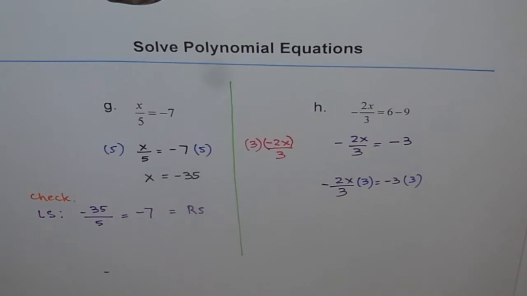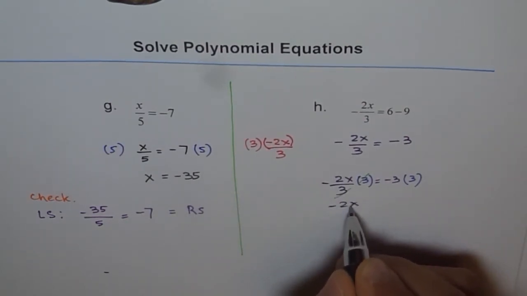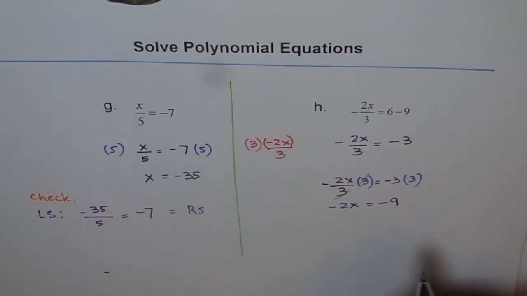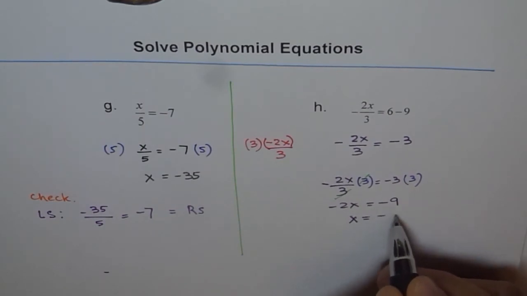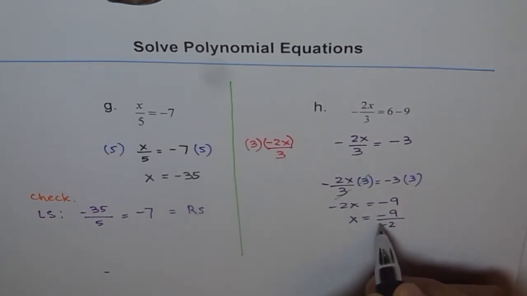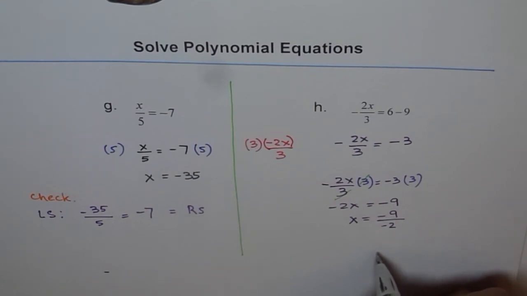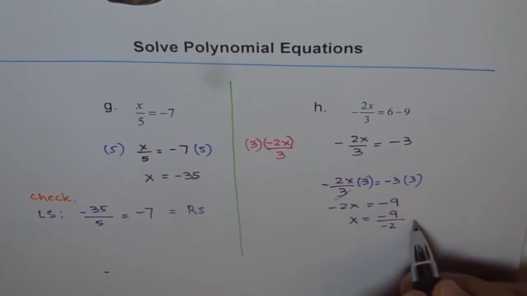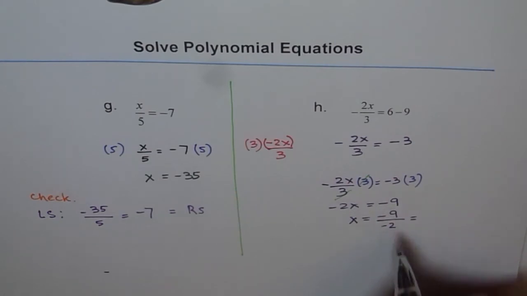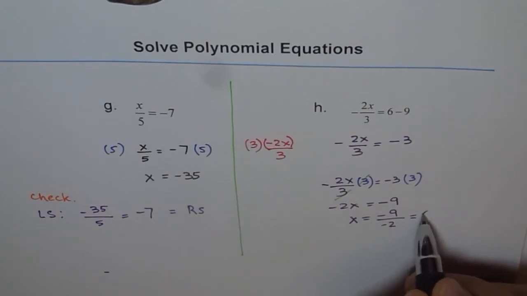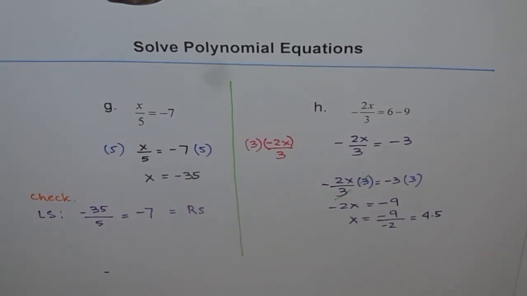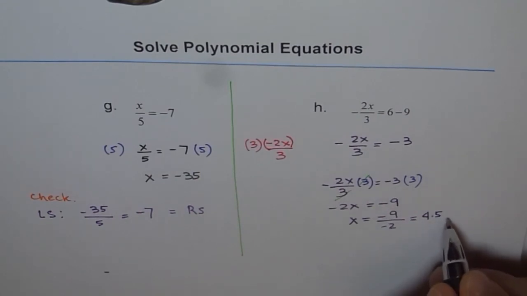Now 3 and 3 get cancelled, right? This 3 and 3, that was the whole idea. That's why we multiplied by 3 on both the sides. So we get minus 2x equals minus 9. And now we can divide by minus 2. If I divide by minus 2, I get x equals minus 9 divided by minus 2, right? You could write this in brackets also. And then you get your answer. You could write the answer in decimals or in fractions as such, but in any case, it is positive. So you can write 9 divided by 2 as 4.5, correct? Or 9 by 2 is also good enough.